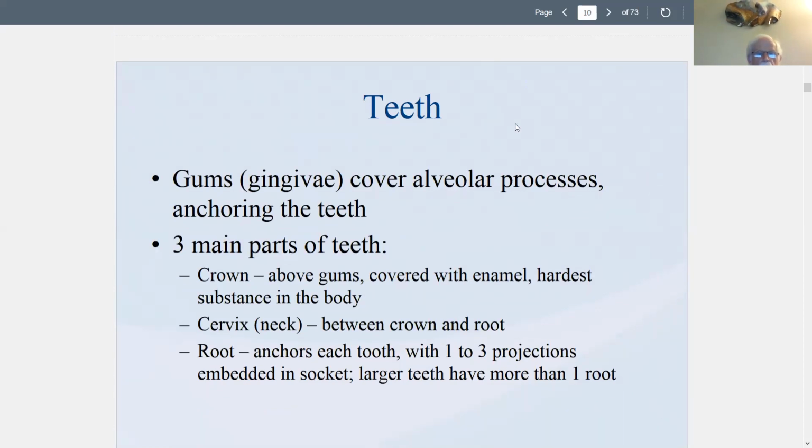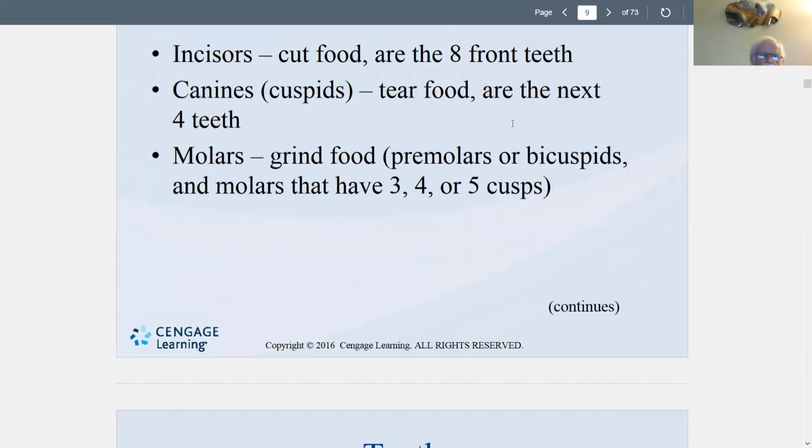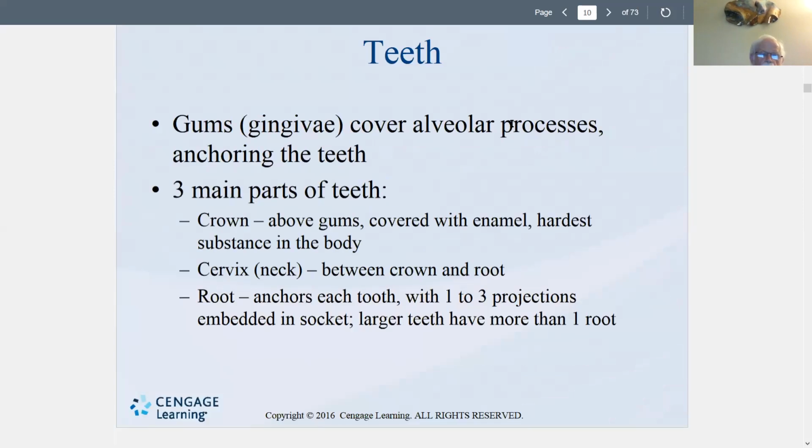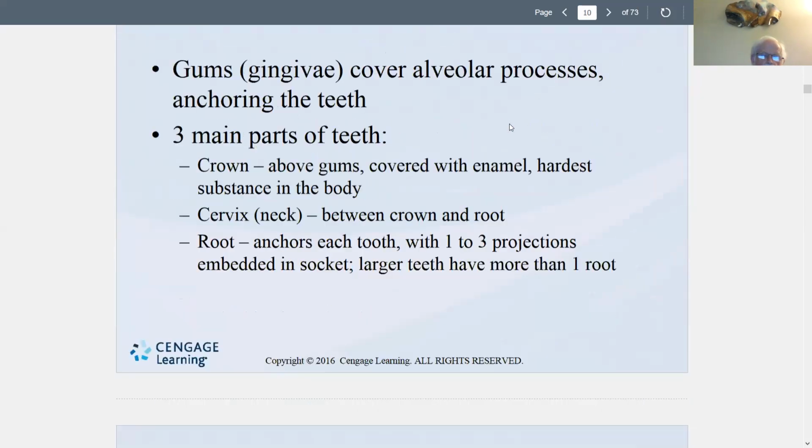The gums cover the part of the bone that actually anchors the teeth. A tooth consists of a crown, a neck, and a root. The root goes into a socket in the bone. The incisors and the canines have a single root, and the molars have more than one root.